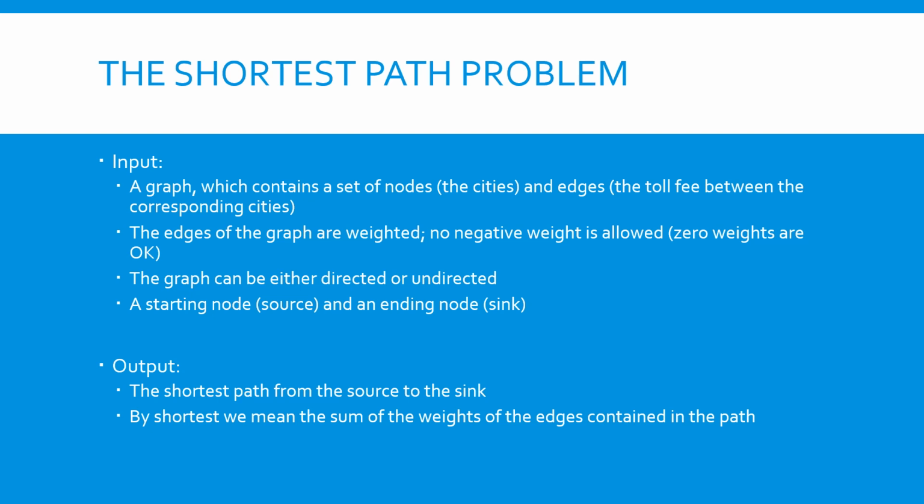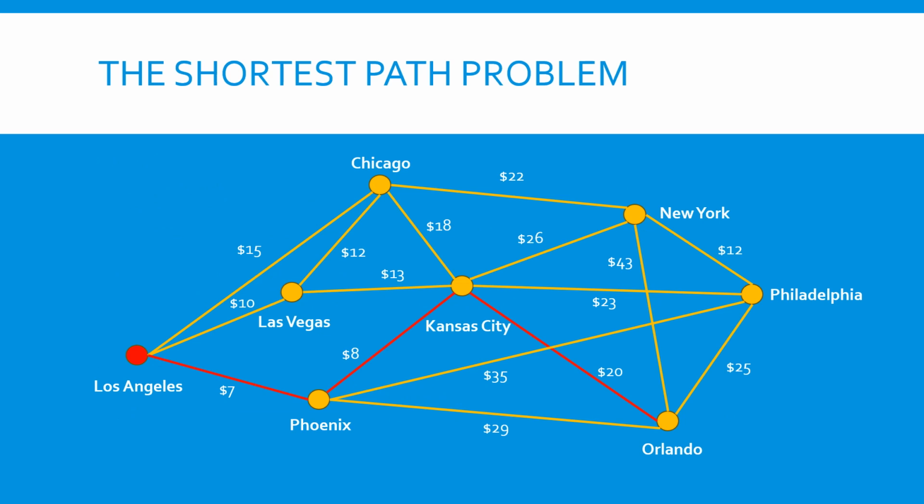The output is the shortest path from the source to the sink, where by shortest it means that the path has the smallest sum of edge weights. For example, say we begin with LA and wish to go to Orlando. The shortest path on our map is highlighted in red, from LA to Phoenix, Phoenix to Kansas City, and Kansas City to Orlando. The total amount of toll fee for the trip is $35. No cheaper route exists from LA to Orlando.